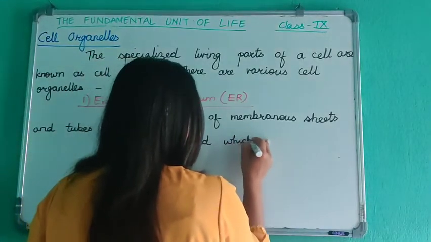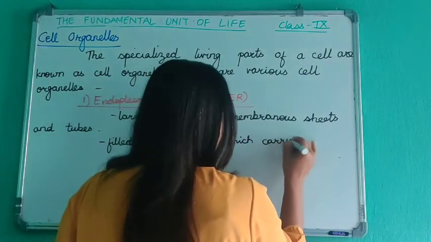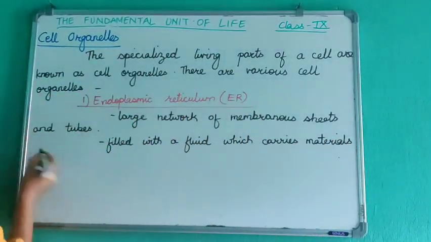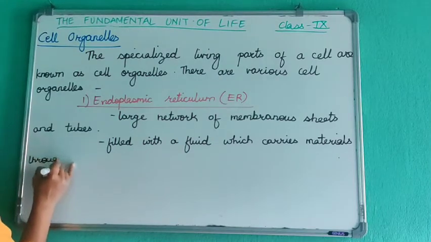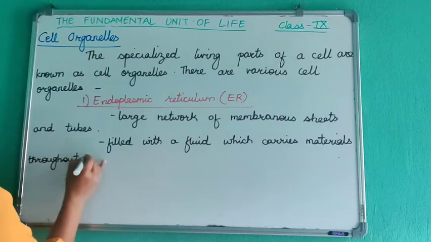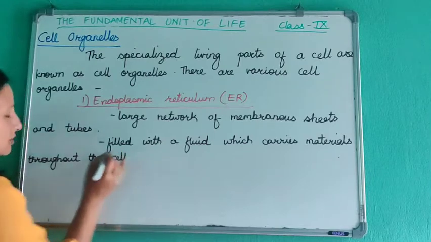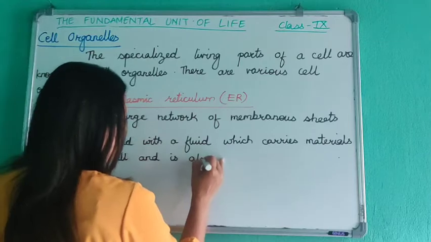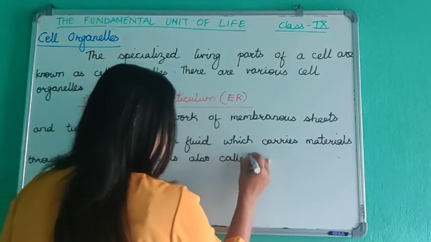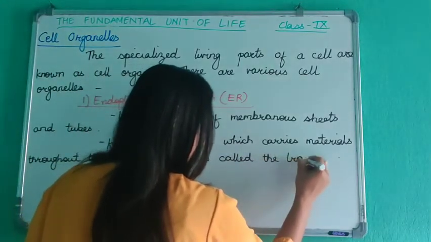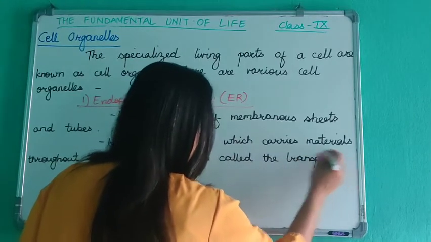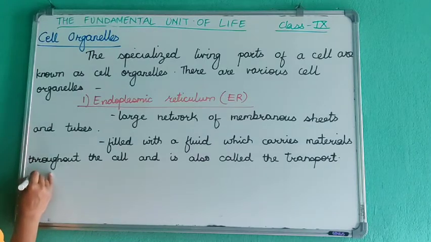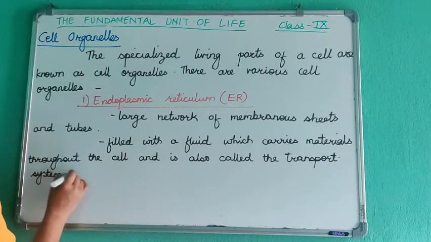which carries materials throughout the cell. So what does this fluid do? It carries materials inside the cell and is also called the transport system of the cell. So since it is carrying materials within the cell, that is called the transport system of the cell.